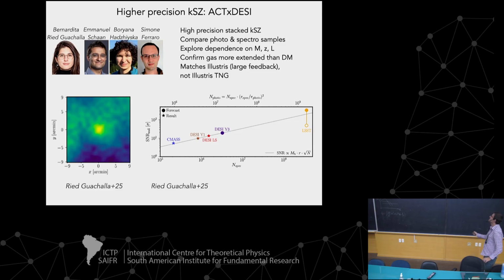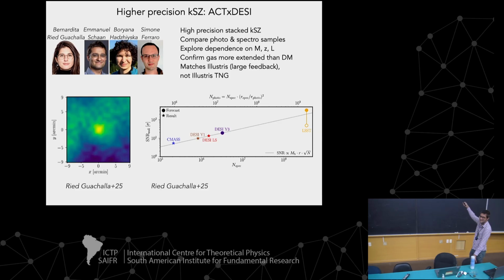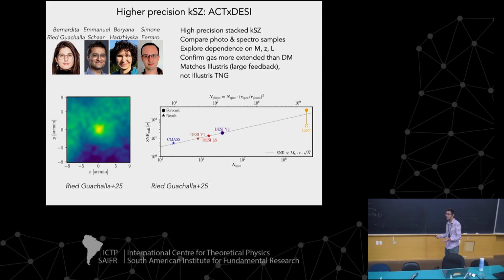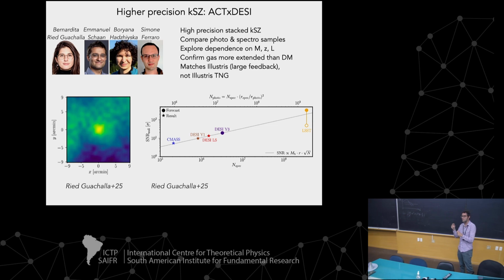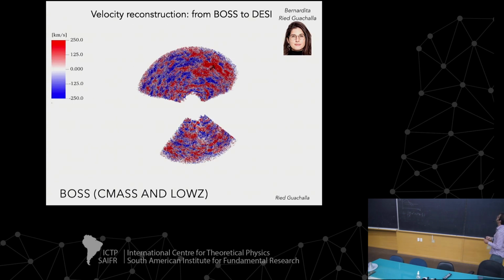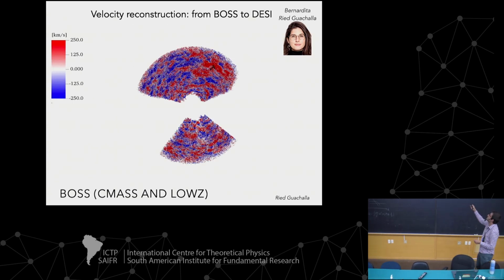Right. Yes. So I have these two axes. Is the question? Yes. So here, this is the scaling of the signal to noise as a function of number of spectroscopic galaxies, and this would be the scaling as a function of number of photometric galaxies. And so why is that different? So if you have two galaxies of the same masses, but one for which you don't know the redshift very well, this will affect the quality of your velocity reconstruction.